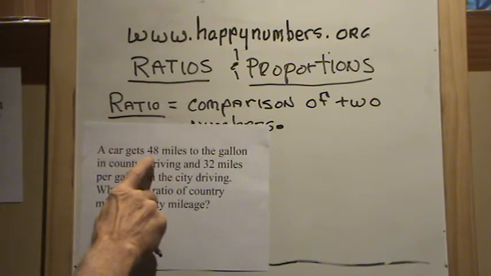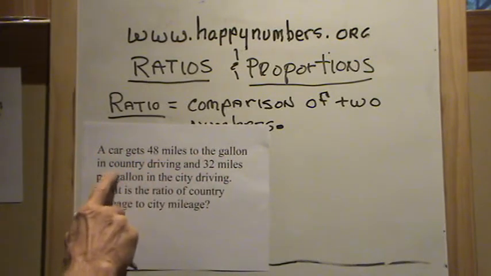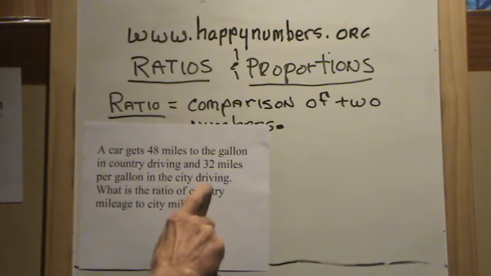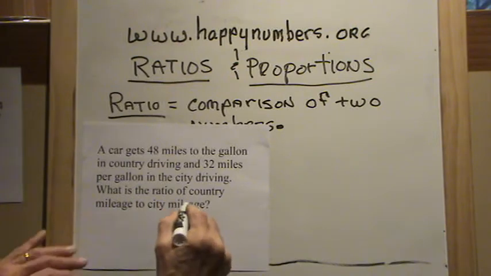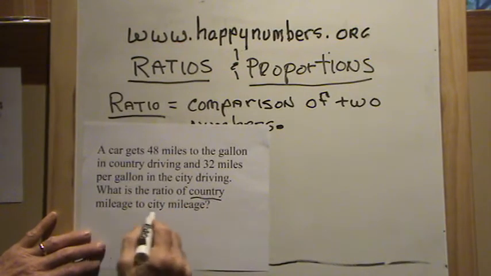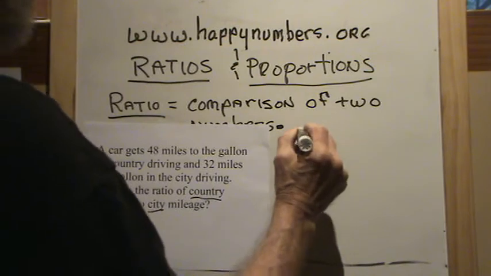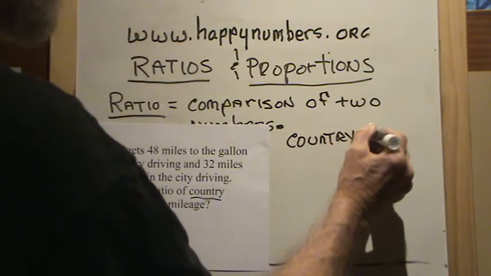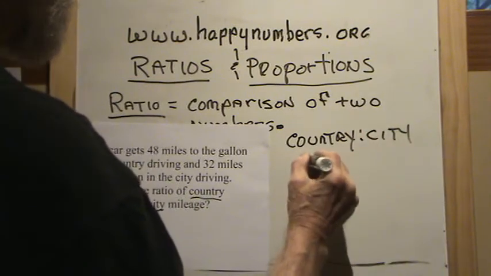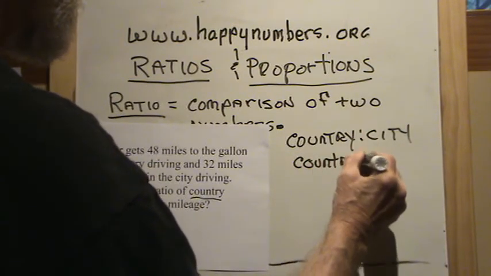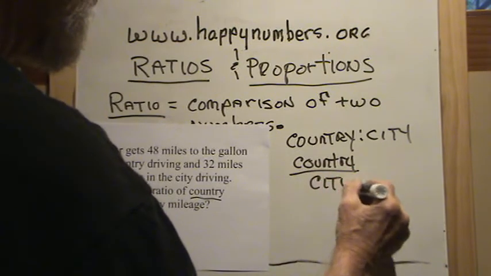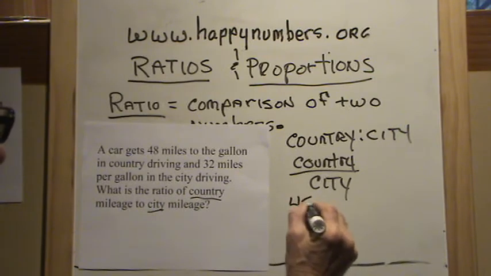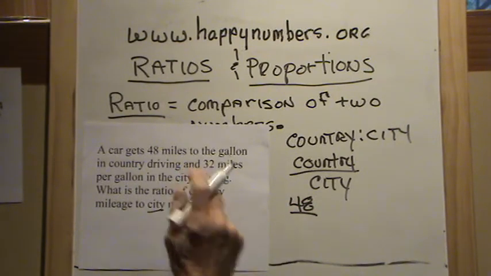A car gets 48 miles to the gallon in the country driving and 32 miles per gallon in the city driving. What is the ratio of country mileage to city mileage? So we want country to city. Well, country driving is 48 miles per gallon. City is 32.